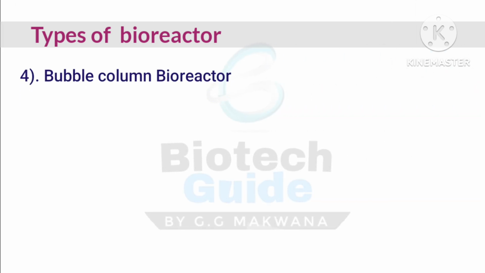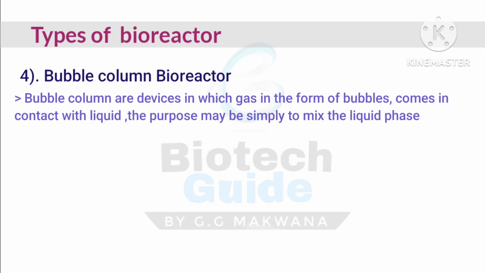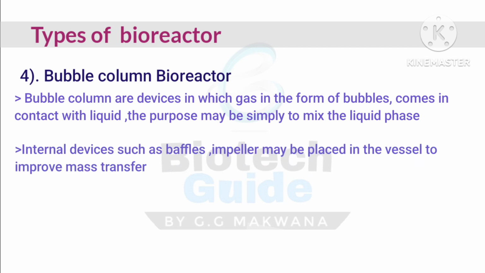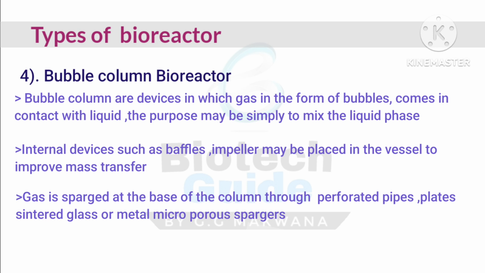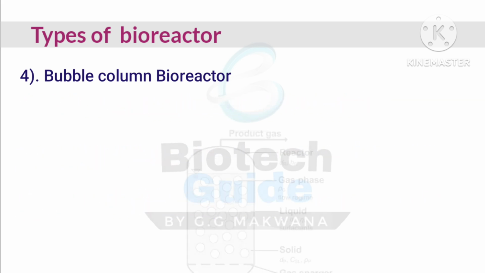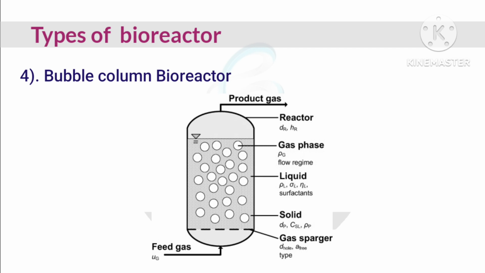Then fourth, bubble column bioreactor. Bubble columns are devices in which gas in the form of bubbles comes in contact with a liquid. The purpose may be simply to mix the liquid phase. Also internal devices such as baffles or impellers may be placed in the vessel to improve mass transfer. Basically, gas is passed at the base of the column through perforated pipes, plates, sintered glass, or a metal microporous sparger. So this is the simpler design of a bubble column bioreactor.